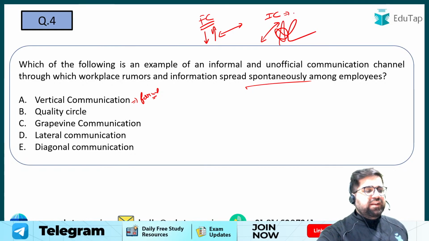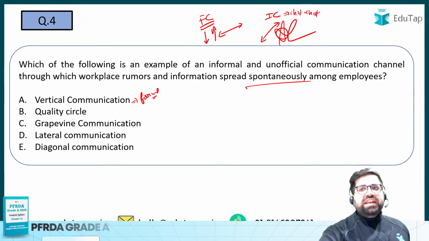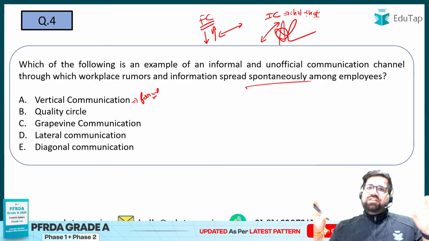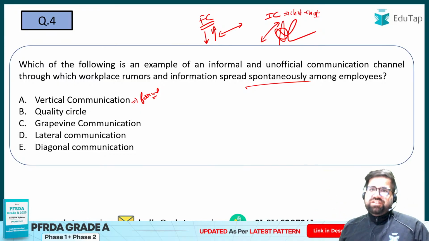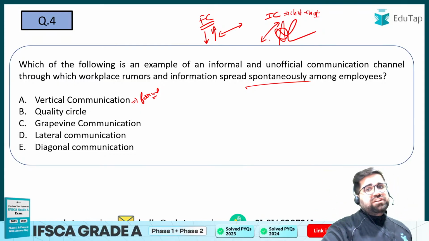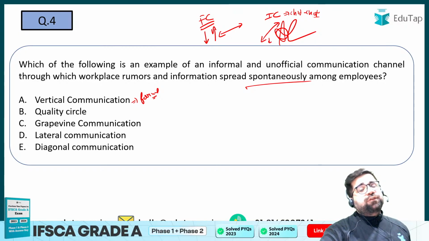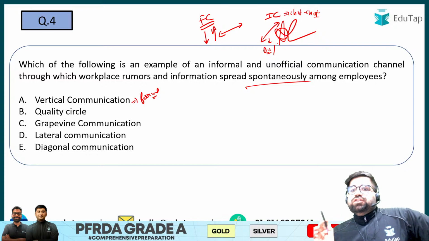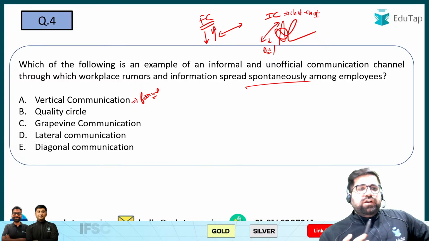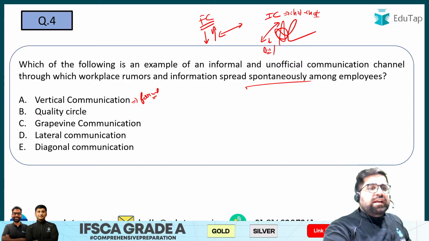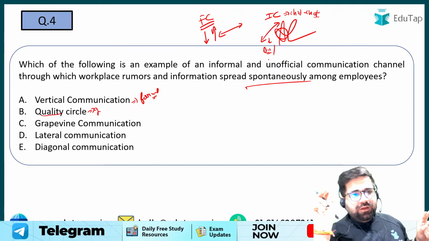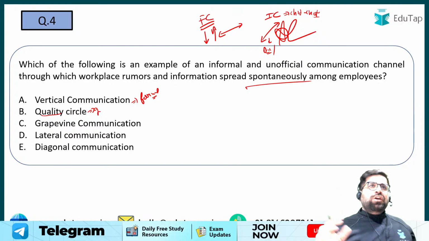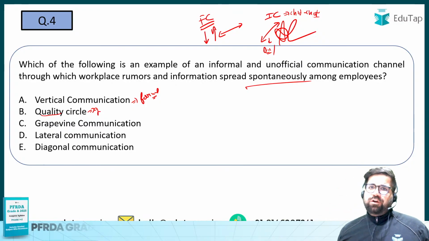Informal is what, my friend? Informal is like you are doing chit chatting, right? So in informal, there is any channel which can come, or any way, or any direction which can come. And one more way which can come in informal is your diagonal communication. Right. So the question is asking you which of the following is informal and unofficial. So vertical will not be the answer. Quality circle, yes, it is informal, but it is not the unofficial kind of stuff.